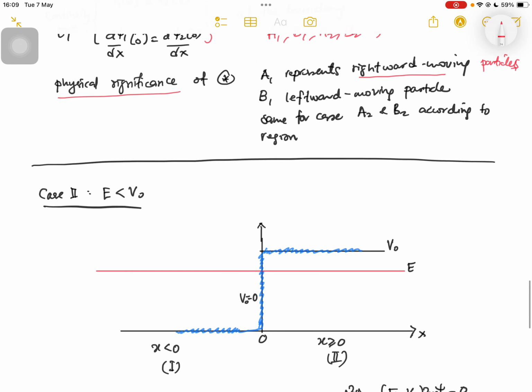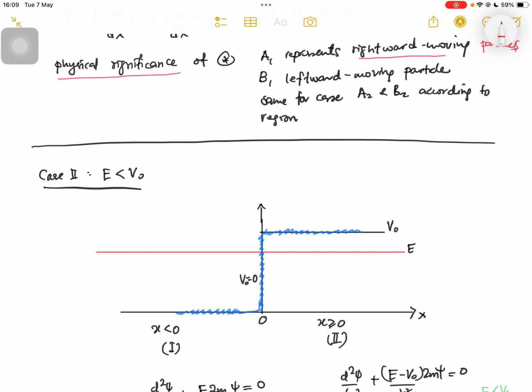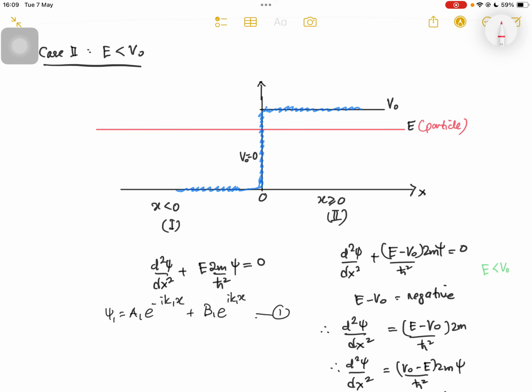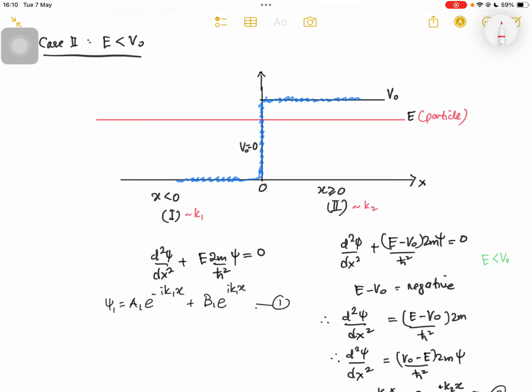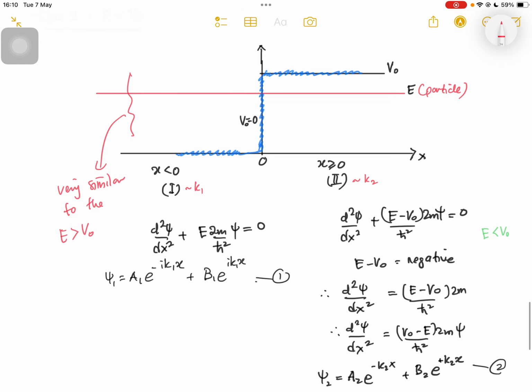Let's try to look at case number 2, where your E is much less than your potential. This is your particle. Again, you have region 1, which is associated with K1, the constant. This is associated with K2. So in this case, you look at the first region. This part is very similar to the case of E larger than V naught. So we are going to concentrate on region 2, where your V naught is much larger than E, or your E is less than V naught.